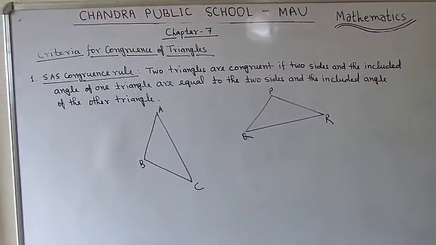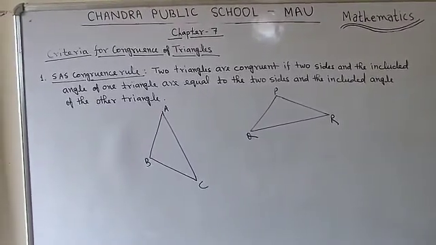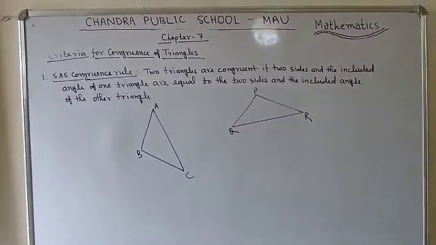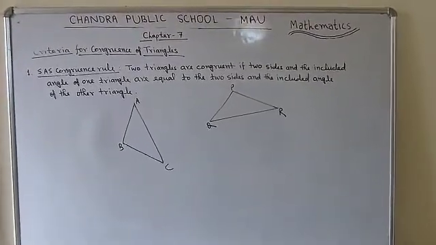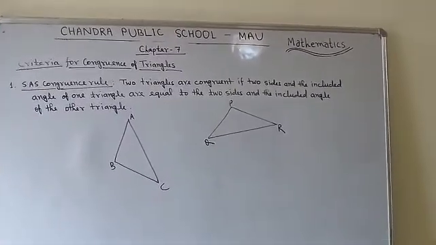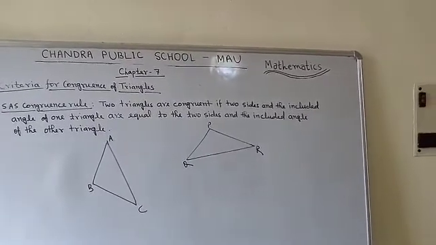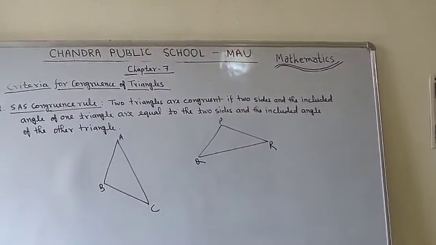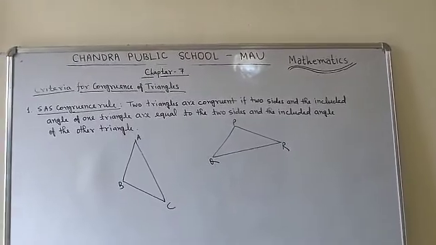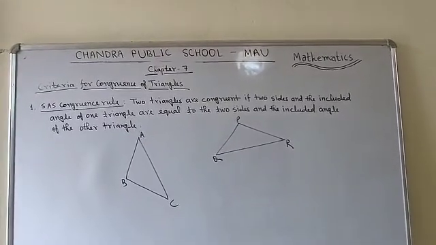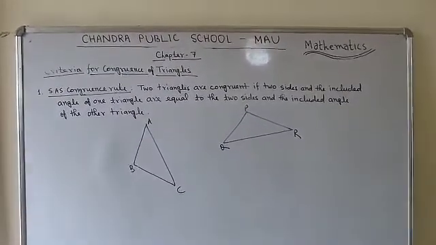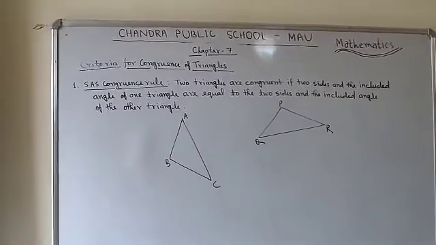Welcome once again students, and today I am going to explain the criteria for congruency of triangles. In the previous video I had explained what is the meaning of congruency, how two triangles will be congruent. So here certain criteria are given, according to which you will find the congruency in the triangles. First criteria is SAS congruency rule.